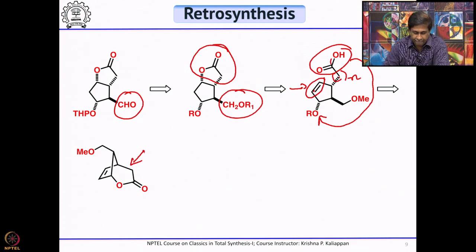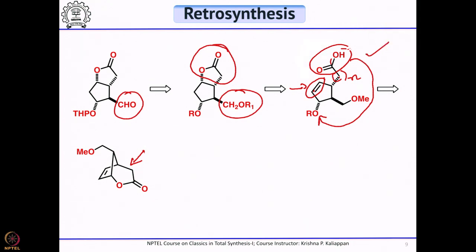Okay. Now, how will you get this lactone? What are the reactions we know to get lactone? One of the simplest and straightforward reactions to get lactone is from carboxylic acid and alcohol. But that is what we want here. Okay. But this lactone, one can get it from Bayer-Villiger oxidation. If you do a Bayer-Villiger oxidation of this ketone, that will give you this 6-membered lactone.